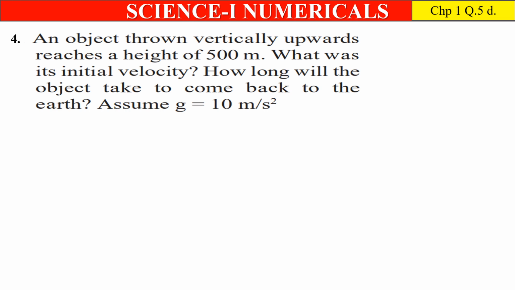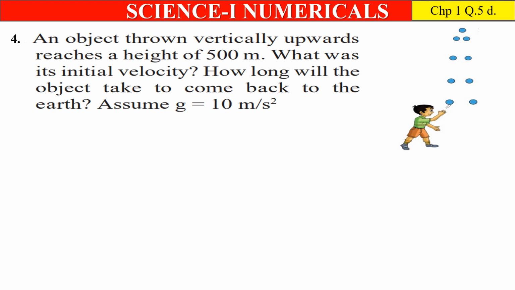Science 1 Numericals, Chapter 1, Question number 5-D. Question number 4. An object thrown vertically upwards reaches a height of 500 meter. What was its initial velocity? How long will the object take to come back to the earth? Assume the value of acceleration due to gravity is equal to 10 meter per second square.